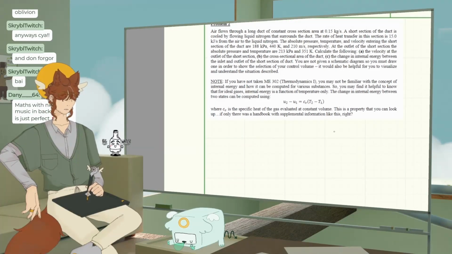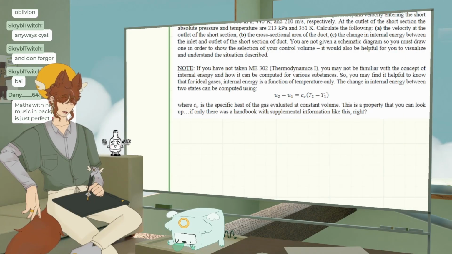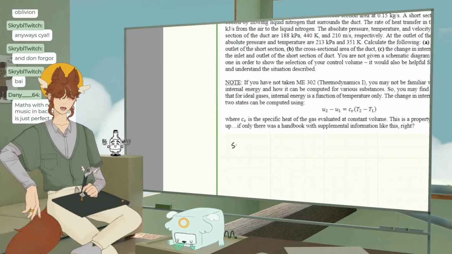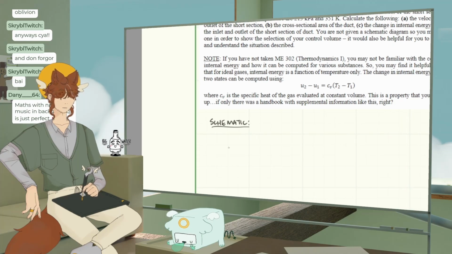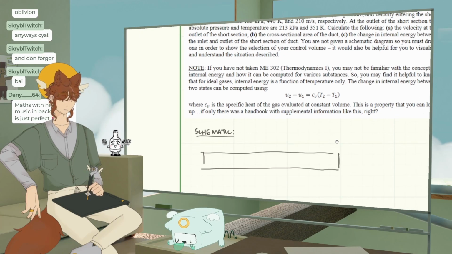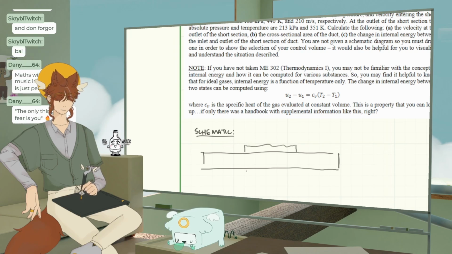This is a property that you can look up. If only there was a handbook with supplemental information like this, right? So, okay, we need a schematic. Let's start with a schematic. Let's draw a duct. We know about ducts. Well, they're square. It's long, it's square. A short section of the duct is cooled by flowing liquid nitrogen, so this is gonna be the liquid nitrogen portion.